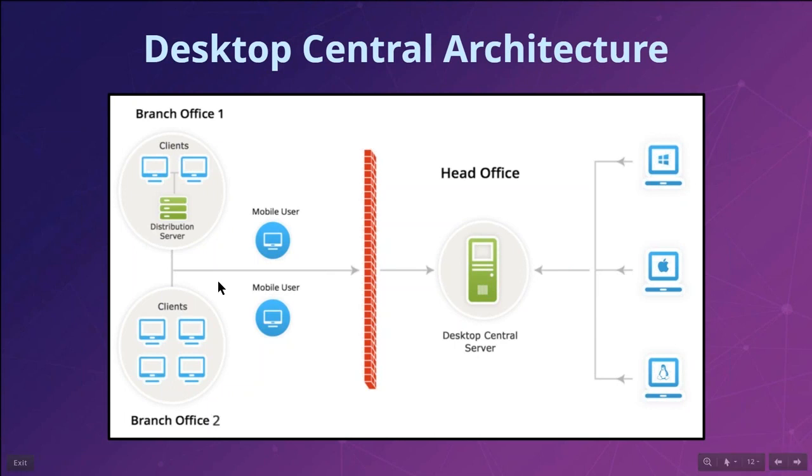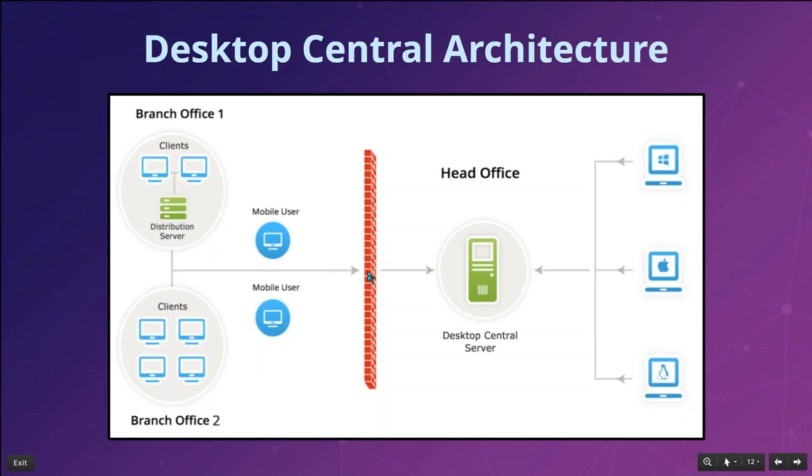Now, can I manage users who will be roaming, like mobile users? Yes, you will be able to manage roaming users as well. Users who will be off the network, on the internet, or traveling. You can have a public IP address assigned for Desktop Central or NAT at your router level to have those users contact Desktop Central.